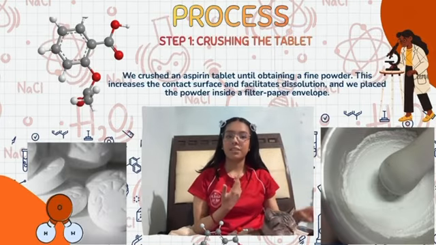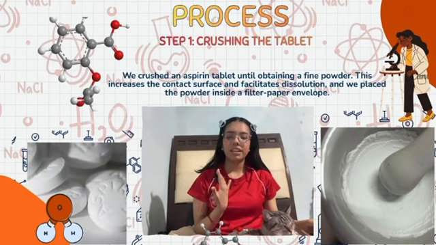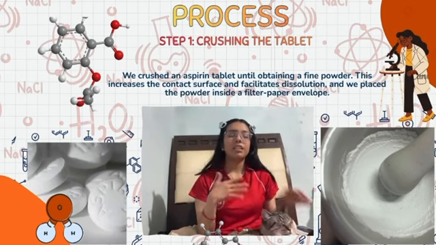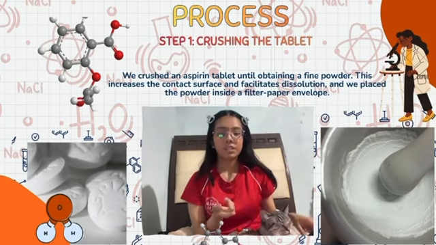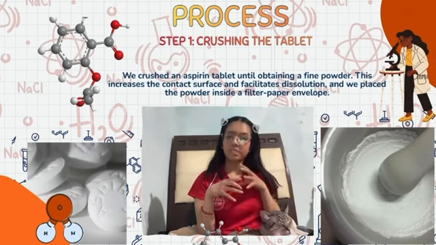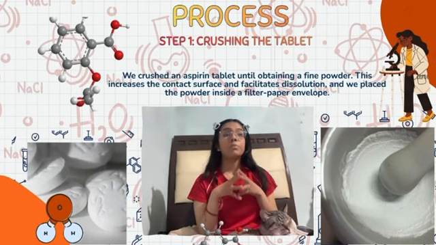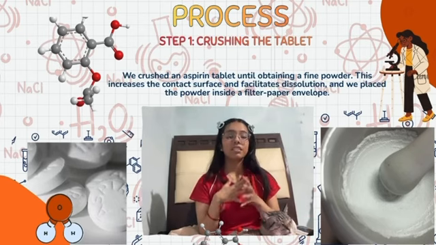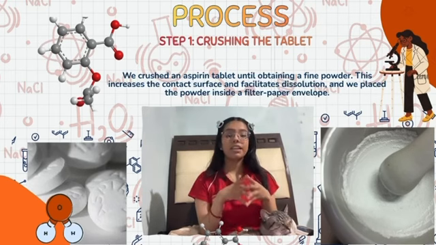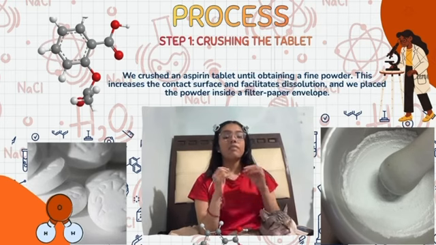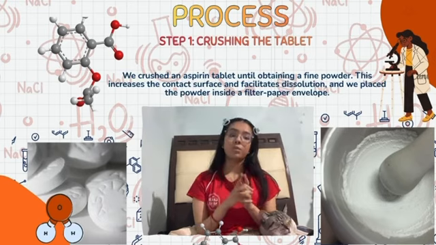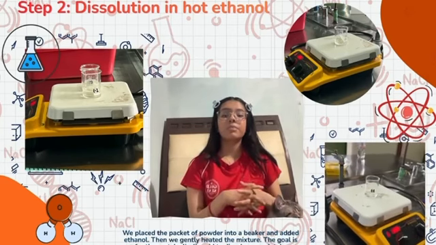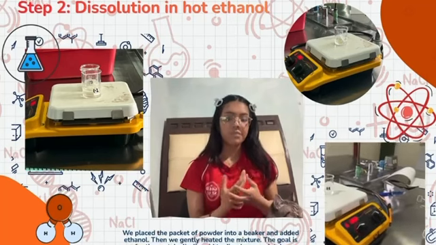Hi, my name is Nicole. Now I will explain the step-by-step process exactly as it was performed in the laboratory. Step 1. We crush the aspirin tablet until obtaining a fine powder. This increases the contact surface and facilitates dissolution, and we place the powder inside a filter paper envelope.